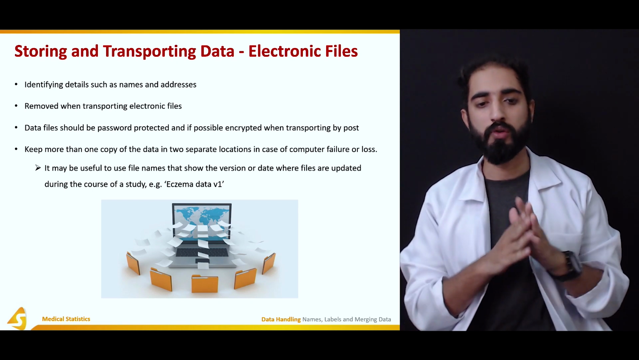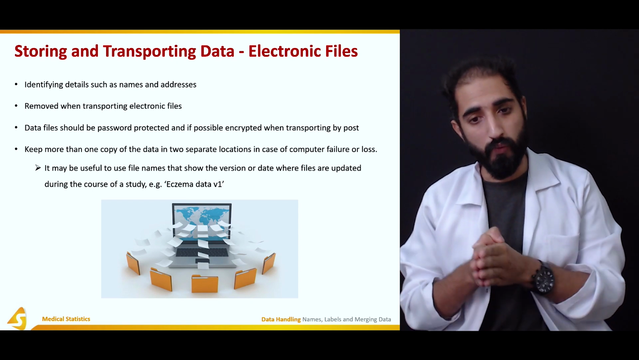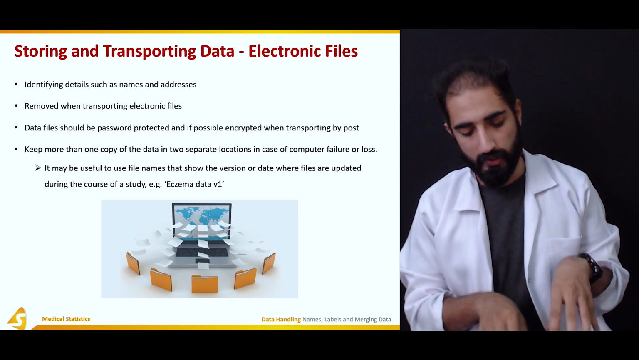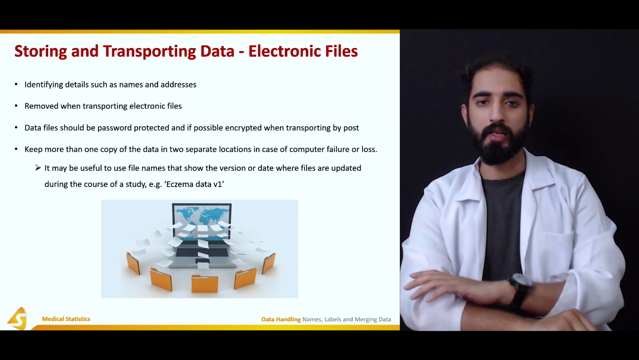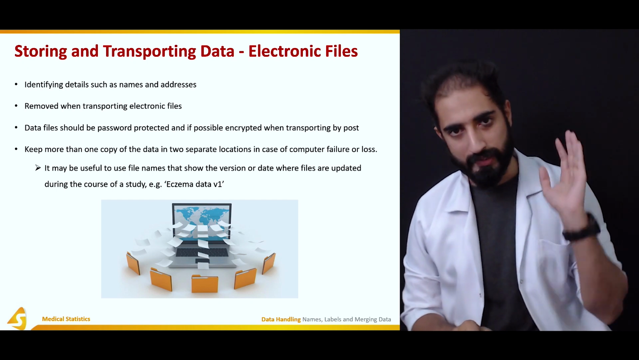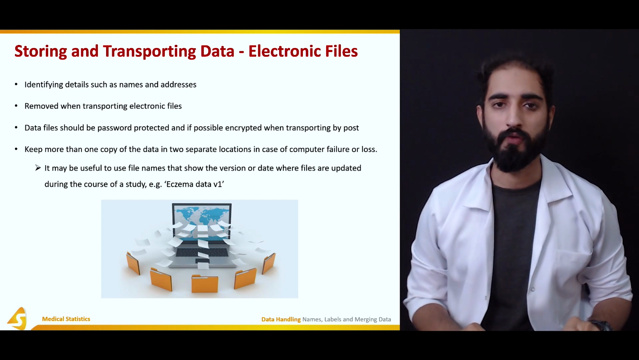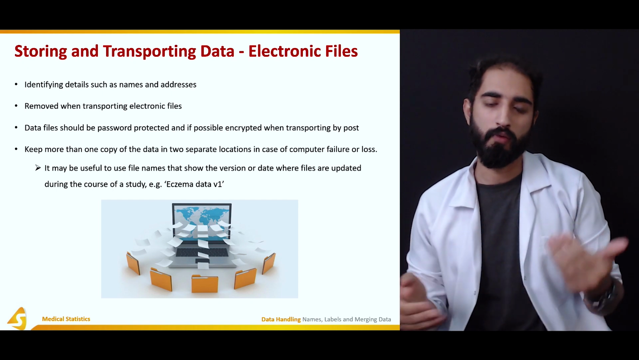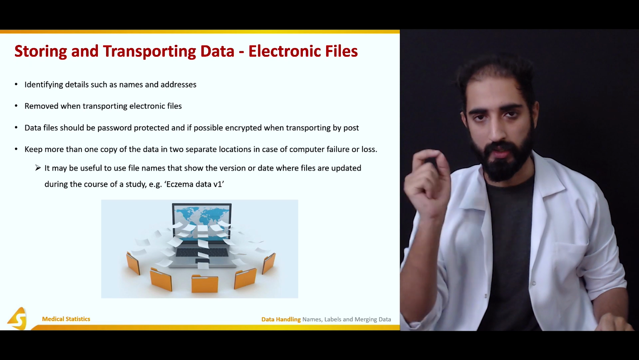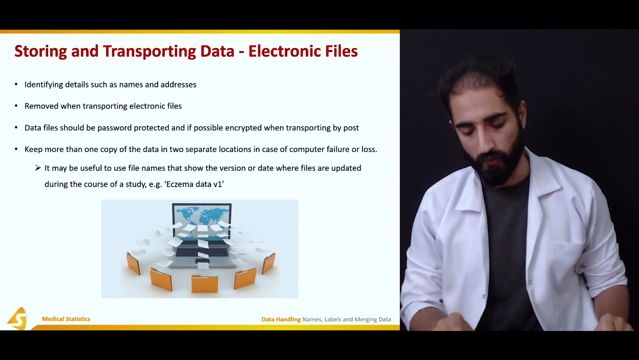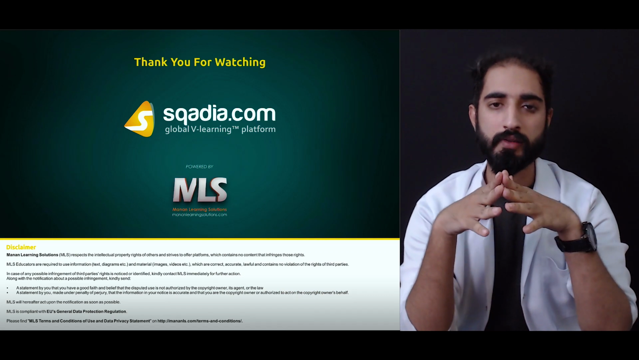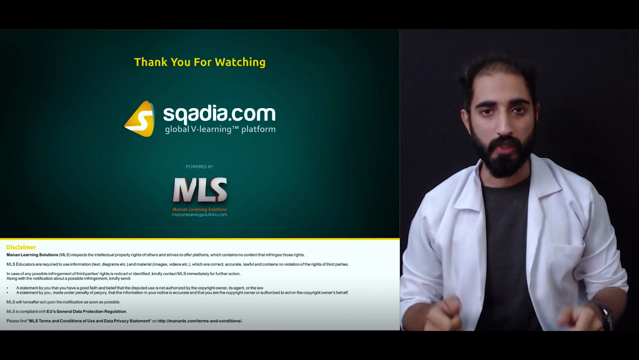It may be useful to use file names that show the version or date where files are updated during the course of the study, if you are doing analysis again and again and adding variables and subtracting and making corrections. So always save the file with a different name, for example, version 1, version 2, or you can enter the date into the name as well, so you can identify that this was the newer one and this is the older one. So that was all about this section, and I hope you learned something new out of it.